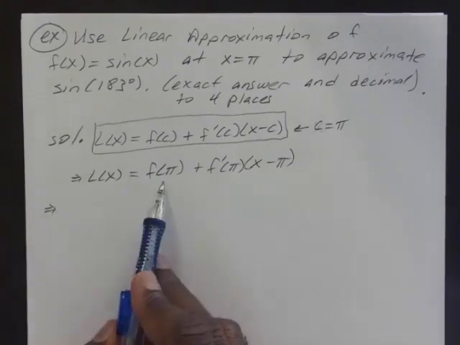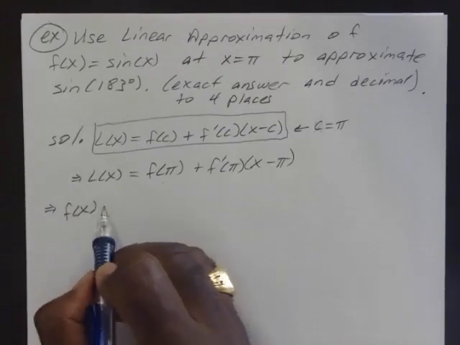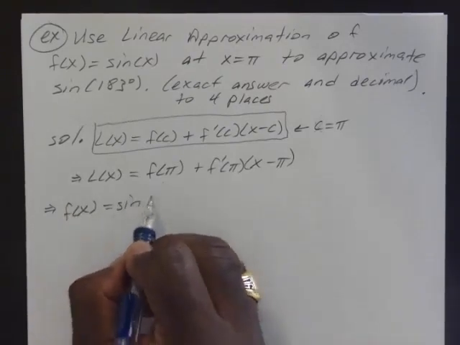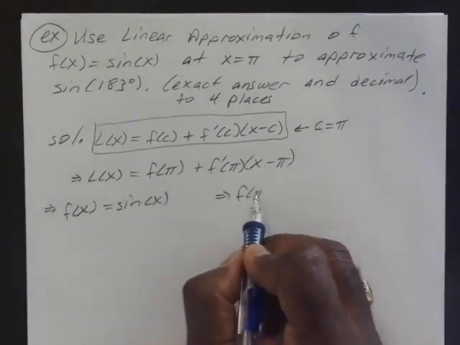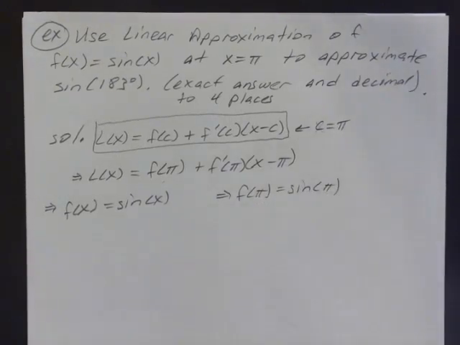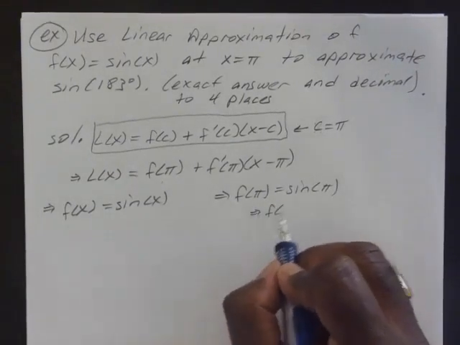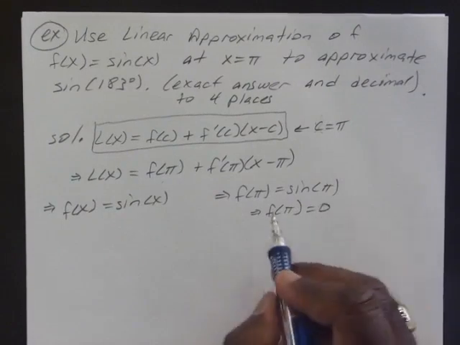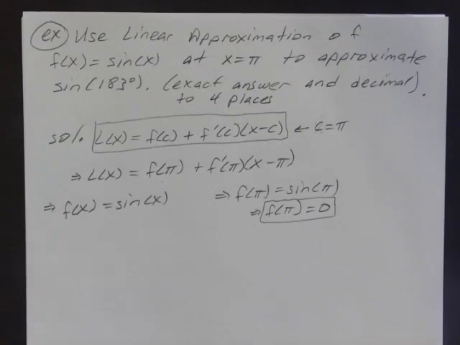Okay, so first let's find our f of pi. Well, we know that f of x is equal to sine of x, which means that f of pi is equal to sine of pi. And sine of pi is just 0. F of pi is just equal to 0. So we can save that one.